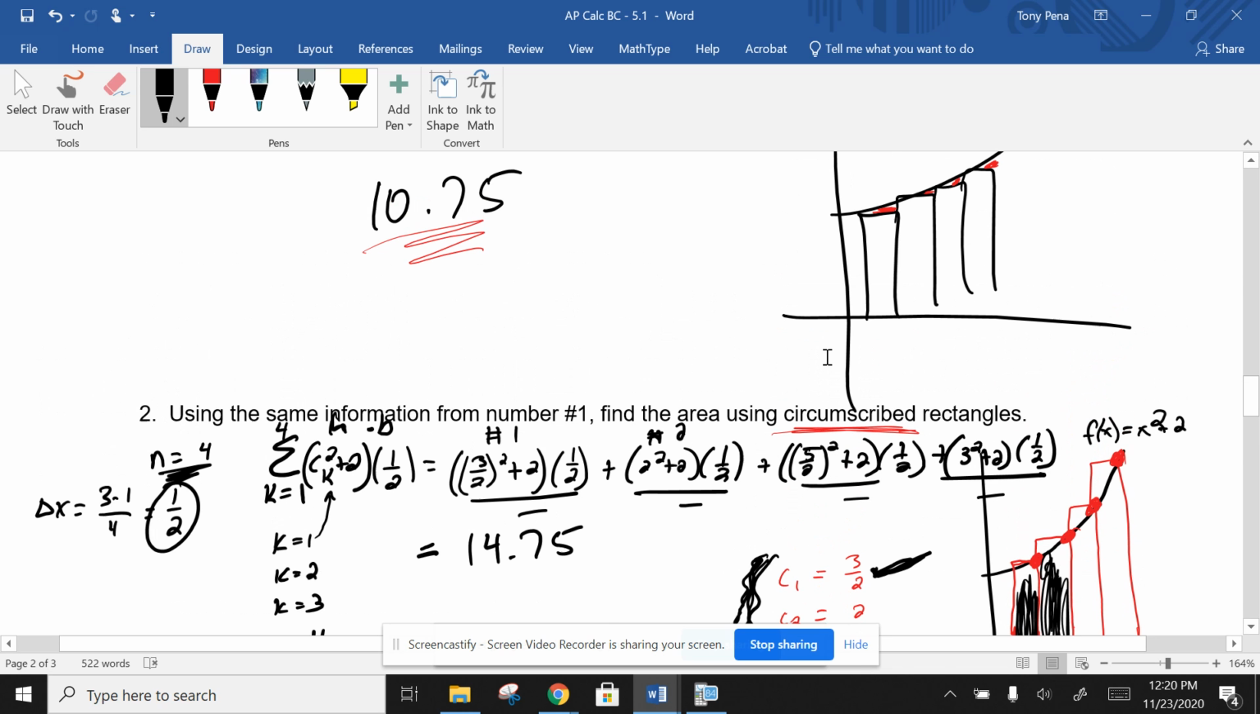So now compare that to the previous one. Remember how we got 10.75? We would have said this would have under approximated because we were losing area. We didn't accumulate all the area underneath the curve. But if we look at this one, it is over approximating. So this is a little bit bigger. So now we know we're somewhere between 10 and 3/4 and 14 and 3/4. The area's got to be somewhere in between.